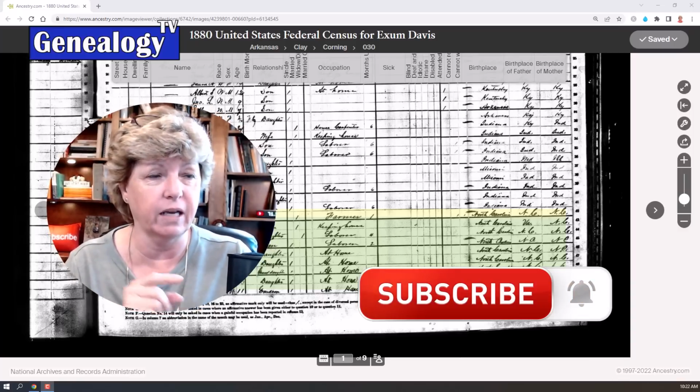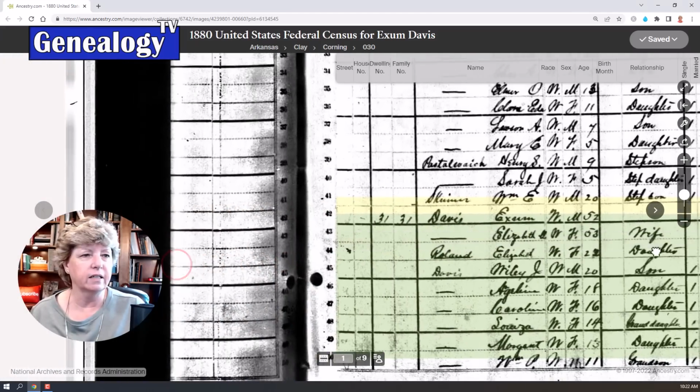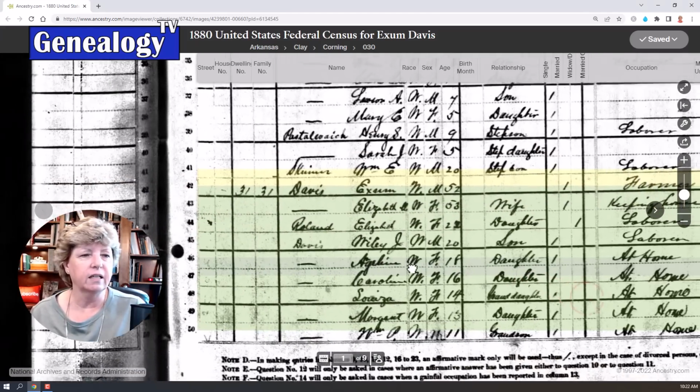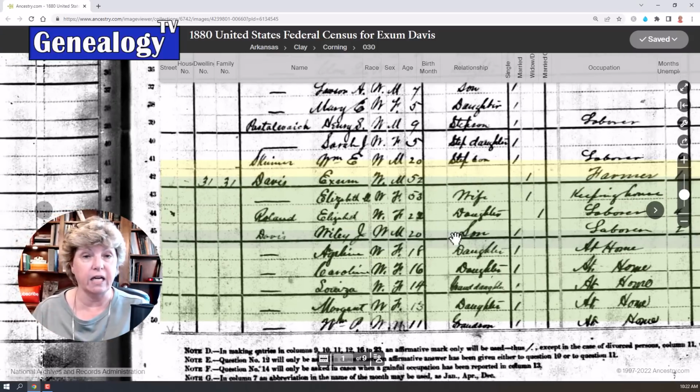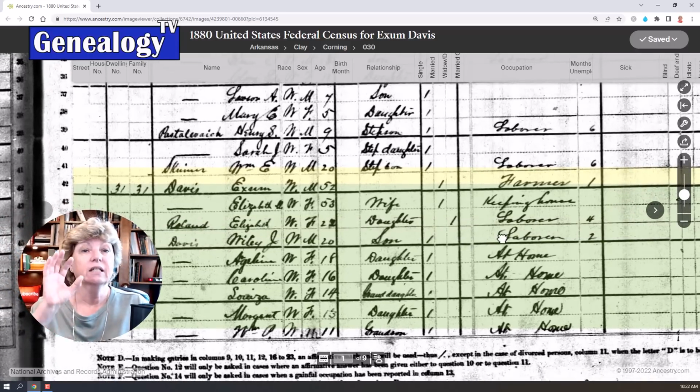This is Exum Davis. As you can see right here, there he is, Exum Davis and his family. How many clues can you find for this one ancestor on this one page and this one family? We're not talking about the neighbors. We're not talking about the fan club. That's a whole other strategy, right? But point being is pause right now, go get the handout, count them up, see how many clues you can come up with, and then come back.